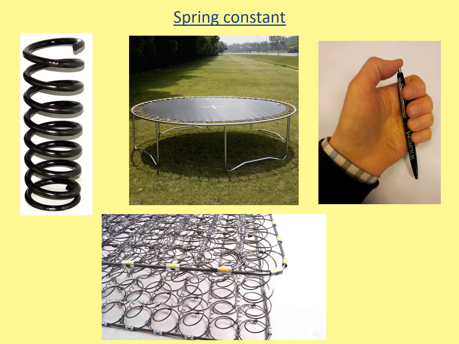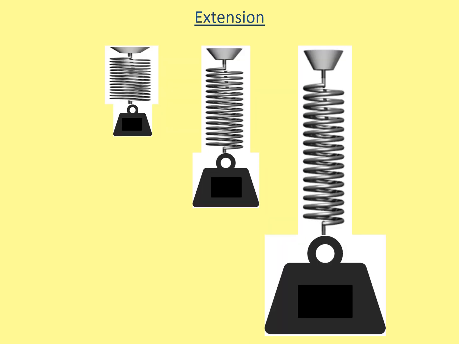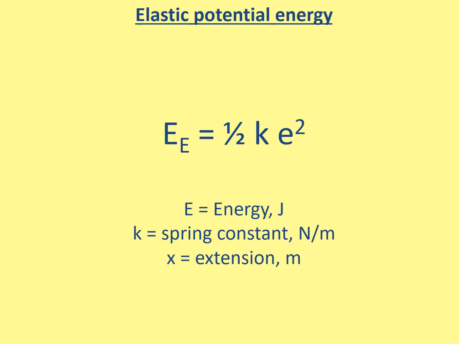The amount of elastic potential energy gained or lost by a spring depends on two things. Firstly, it depends on the spring constant, how springy or stiff the spring is. Elastic potential energy also depends on how far the spring has extended or compressed. This leads us to an equation for elastic potential energy. Elastic potential energy is equal to half times the spring constant times extension squared. Please write down the equation and the units, where energy is measured in joules, spring constant is measured in newtons per metre, and extension is measured in metres.